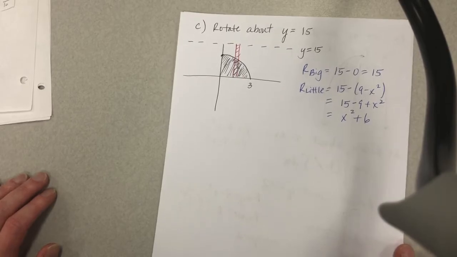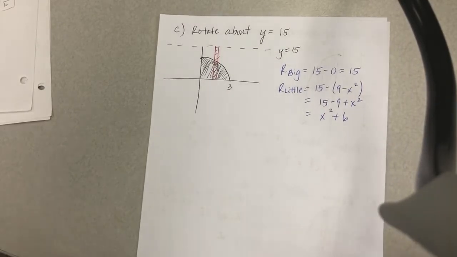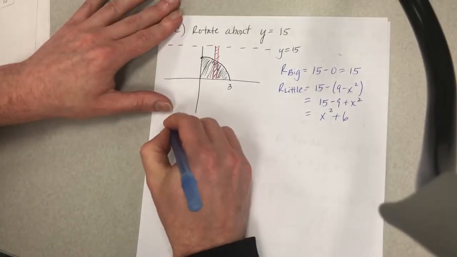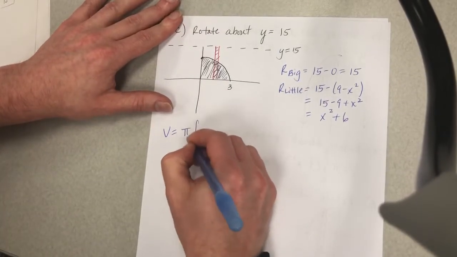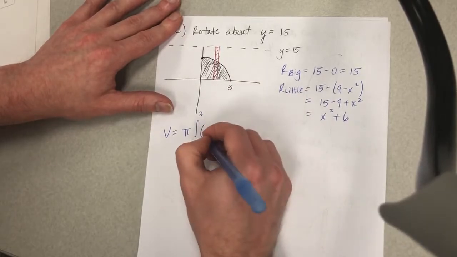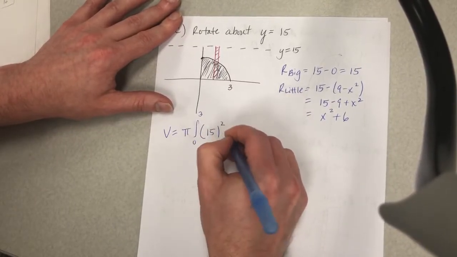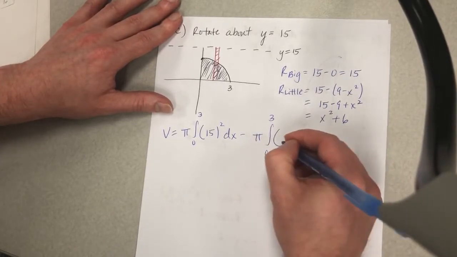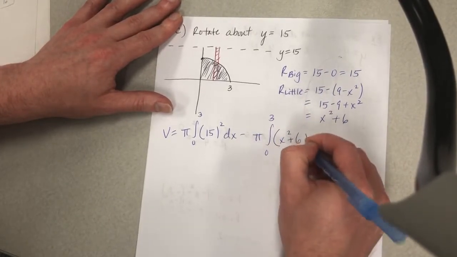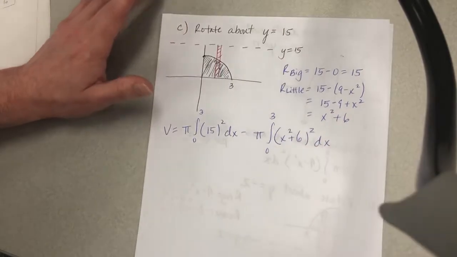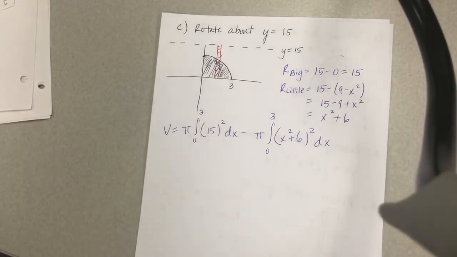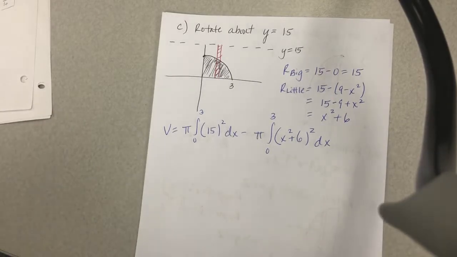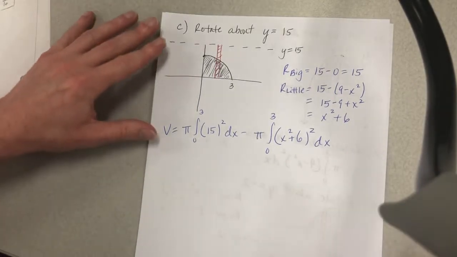Now, you don't necessarily have to simplify that. On free response, you could have left it like that and just make sure you plug into the formula correctly. So volume is equal to pi times the integral from 0 to 3 of R big squared minus R little squared. And that's it. Now, let's do one more example with this, and then that will be the end of this video.